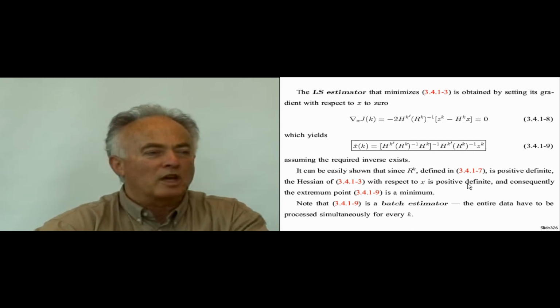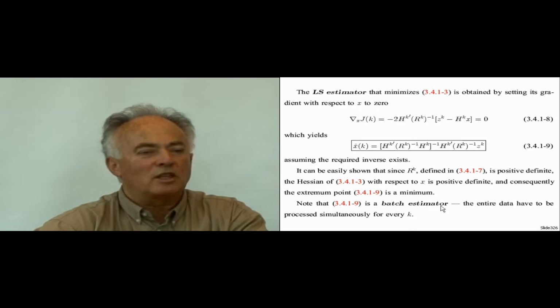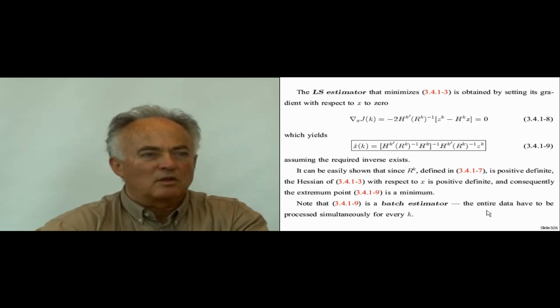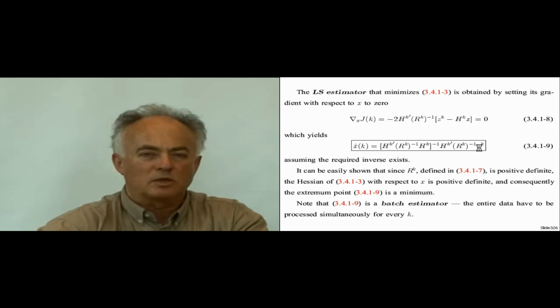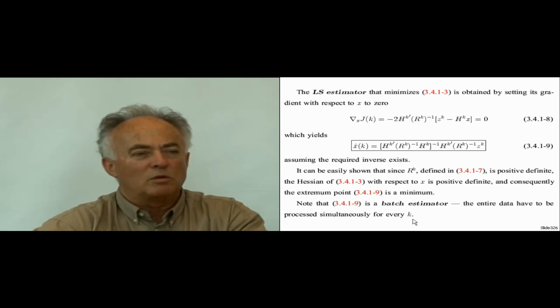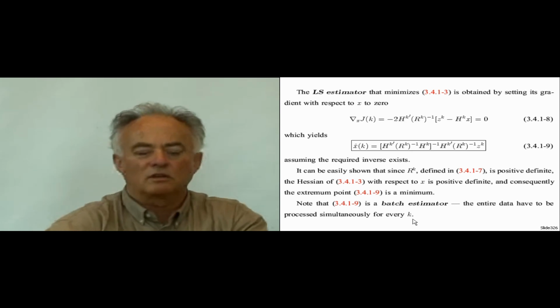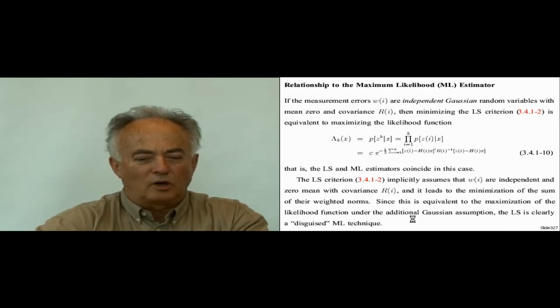Okay, now what we have is, as far as the vector x is concerned, a batch estimator. Namely, if we have data which keep arriving, I have now a vector z super k of increasing dimension as I get new observations. What we have to do is reprocess the entire cumulative data for every k, which is obviously not a nice thing to do. So we'll see later how to get away from this issue.